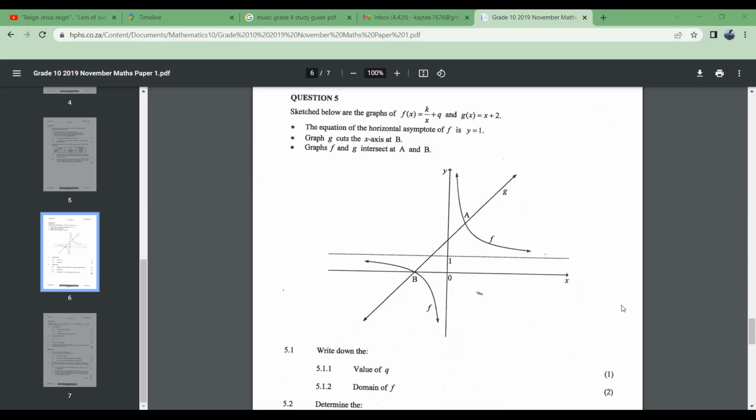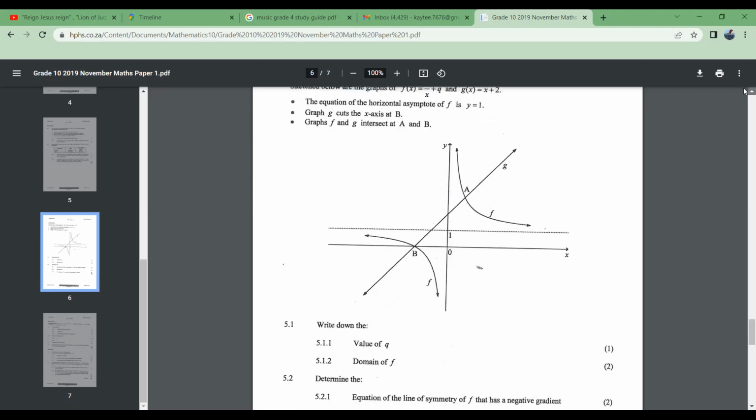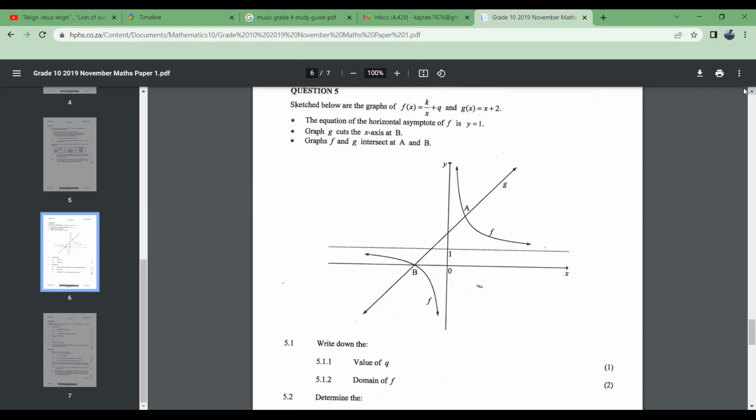Substituted, the equation of F again. Let's see. What do you have actually? What did they give you? They're just asking you to determine the equation of F. They gave you Q, because remember you said Q was 1, right? And you know that the asymptote in this case is 0.